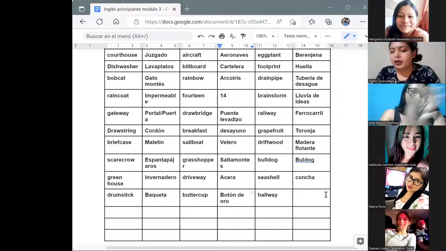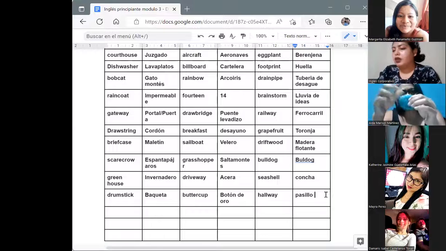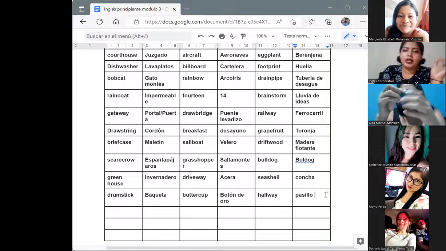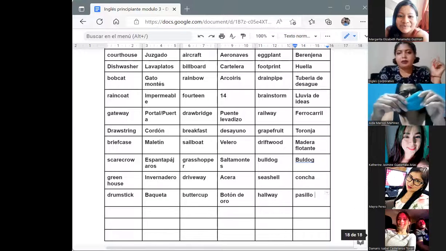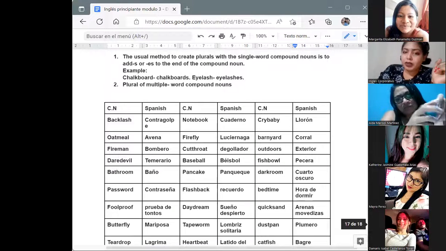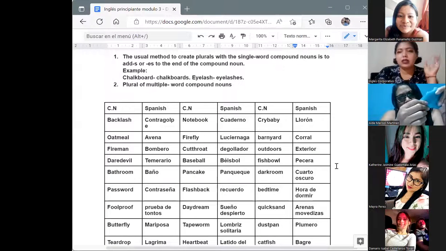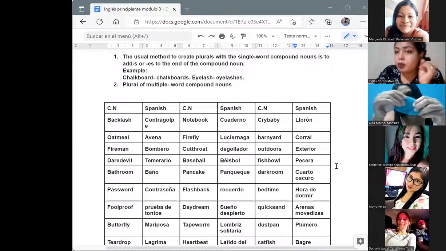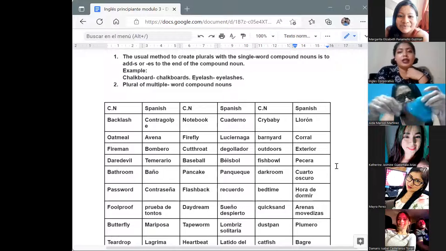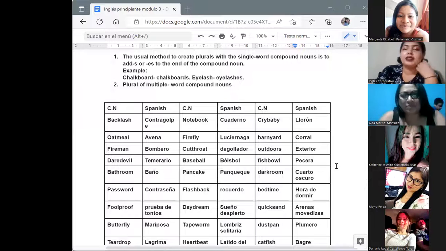In English, hallway. Pasillo. Vestíbulo. Yes. Pasillo. So, in this case, we have our vocabulary here. And if you can see, many of these words we use in our daily speech. Los utilizamos para hablar. Son bastante comunes, muchas de estas palabras, pero son palabras compuestas. They are not like single words in this case, or single nouns.